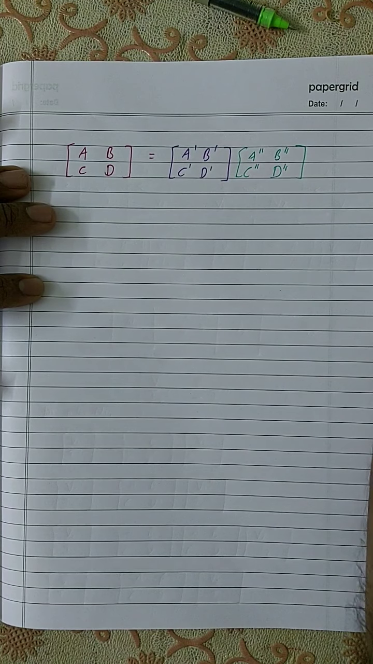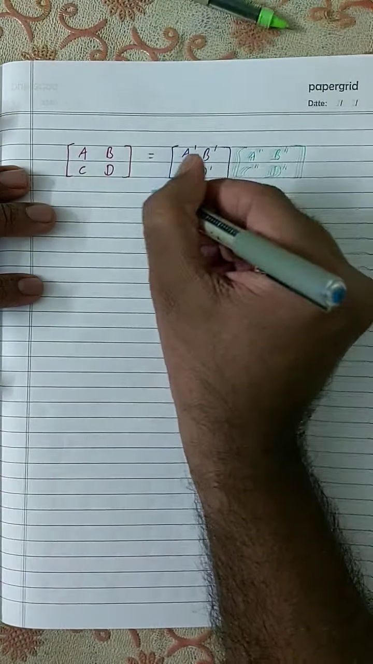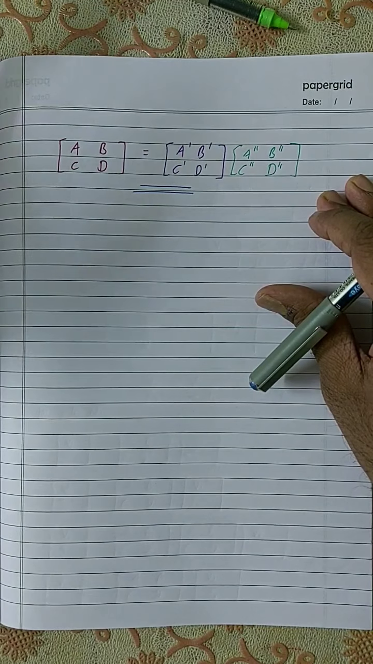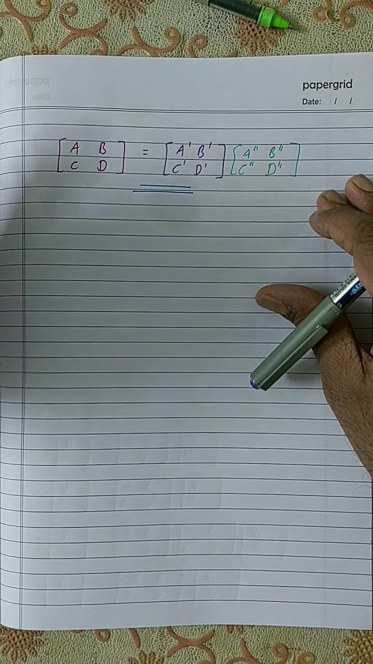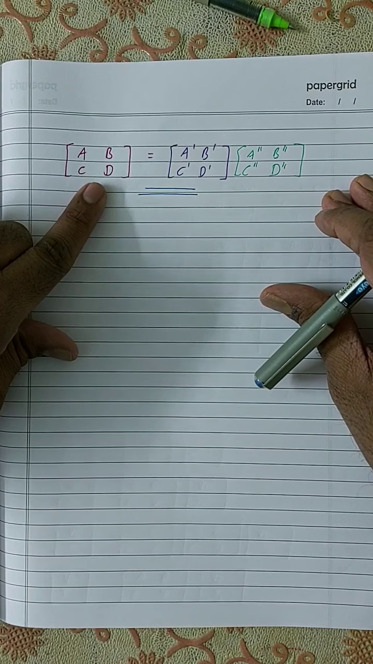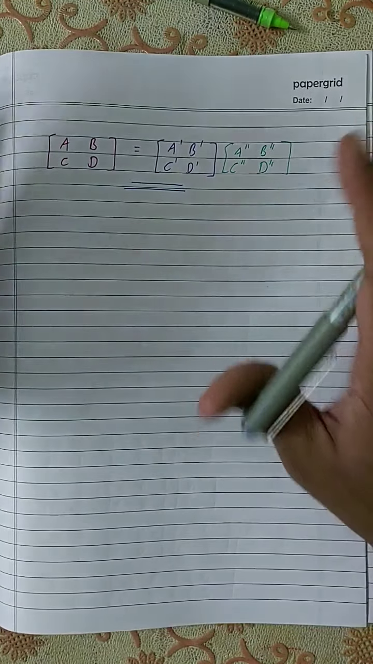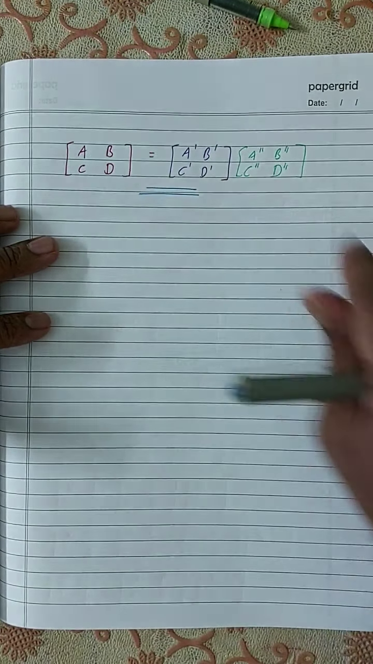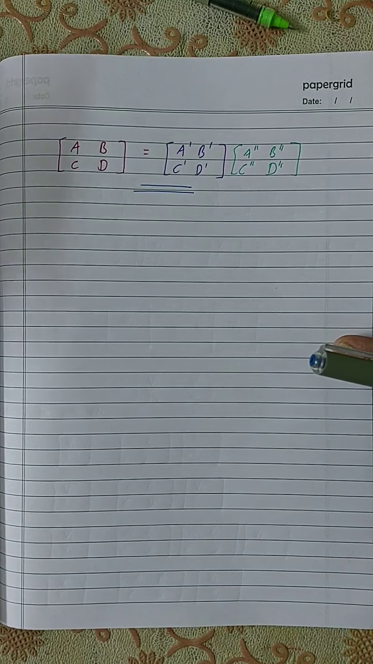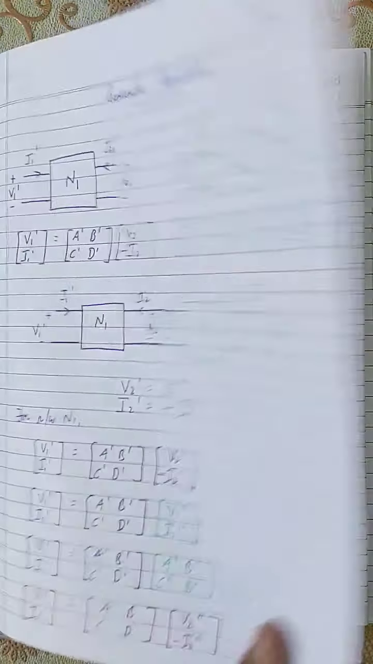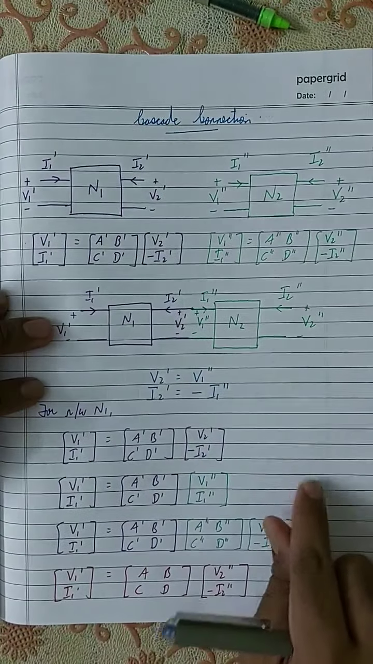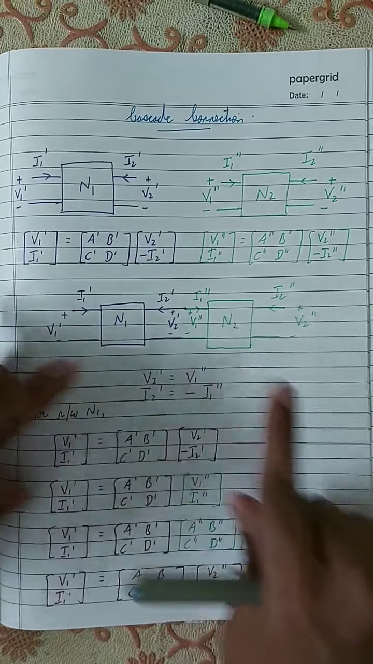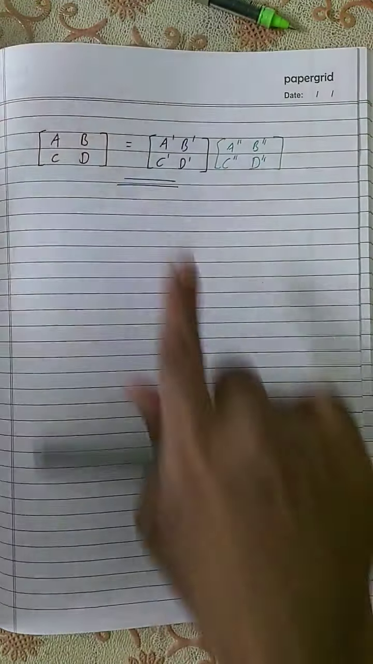See, this is what happens when two networks are in cascade. That is, when you connect the output of one network to the input of another network, the overall ABCD parameters of the entire circuit are nothing but the product of the individual ABCD parameters. So if you want to find the ABCD of the overall network, all you have to do is take the ABCD of this network and the ABCD of this network and simply multiply both their parameters.